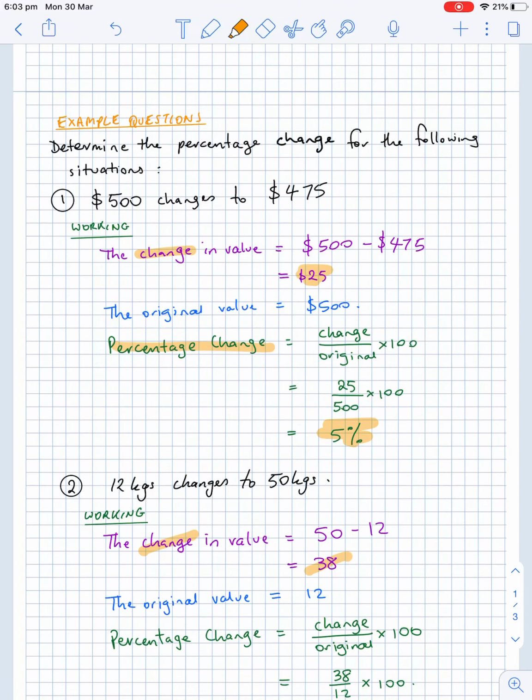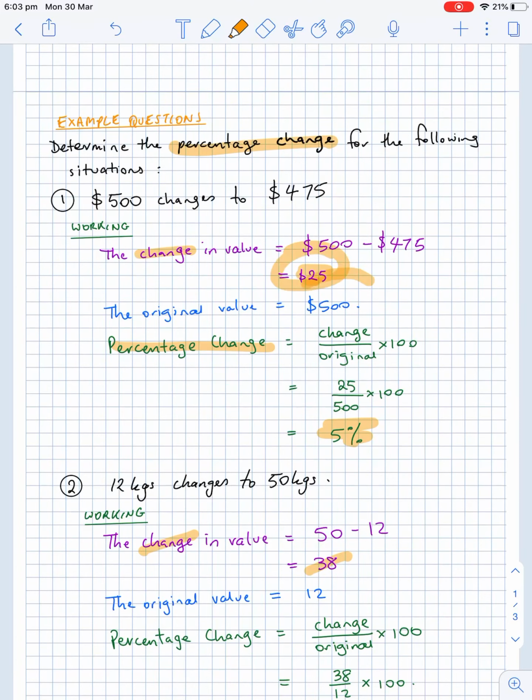So let's see what we have to do to find the percentage change. First up, we want to figure out what the change in value is. That's $500 take away $475, so it changed by 25 bucks. And what is the original value? The original value is just this original 500 bucks. That was a pretty quick, easy one to do.